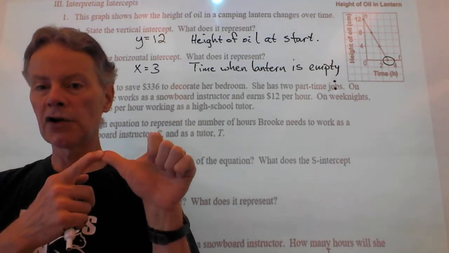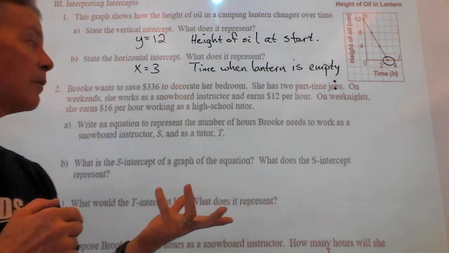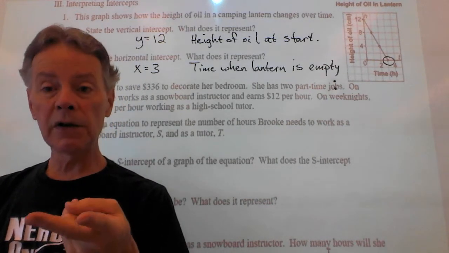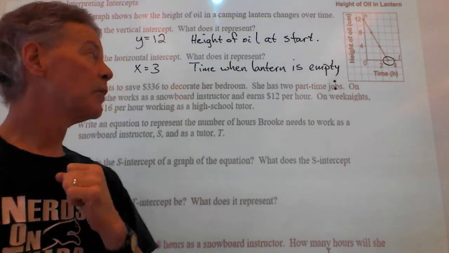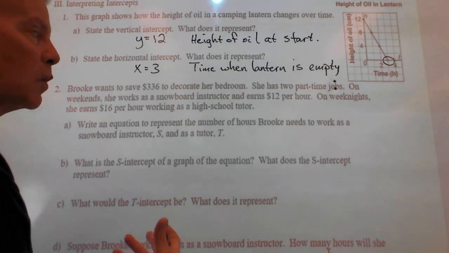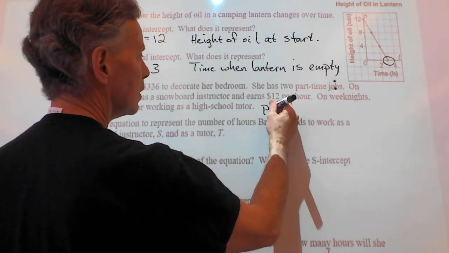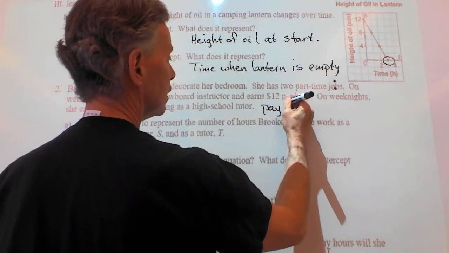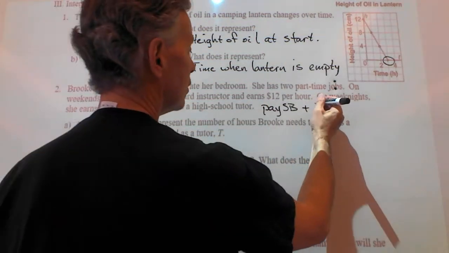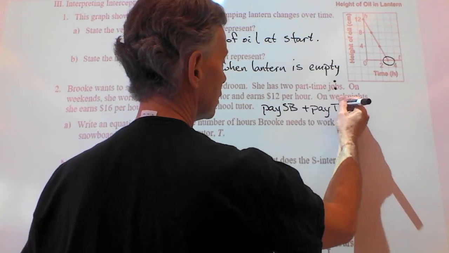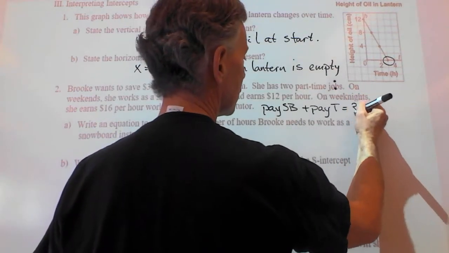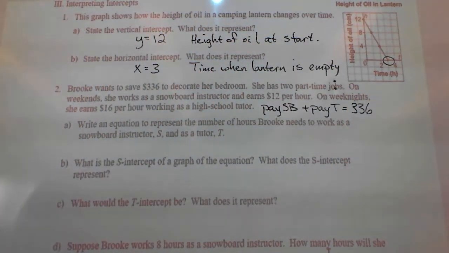She's working at one job, she's getting paid a certain number of dollars per hour. She also works another job, getting a certain number of dollars per hour. Between the 2 jobs, she has to save up $336. So let's just think about this in words, okay? Pay for her snowboarding job plus pay for her tutoring job has to add up to the amount she needs to decorate her bedroom, $336. Okay?